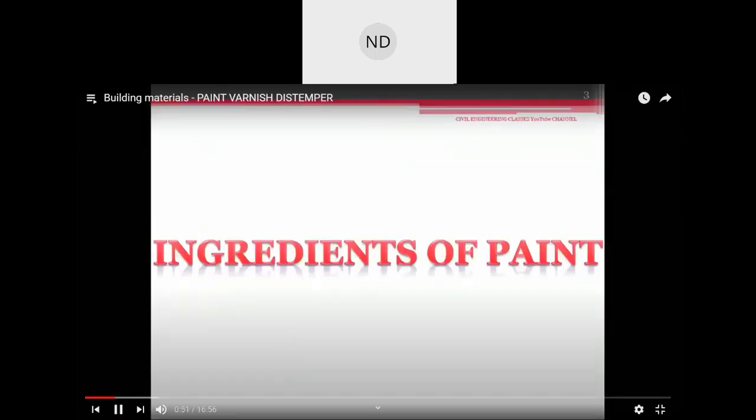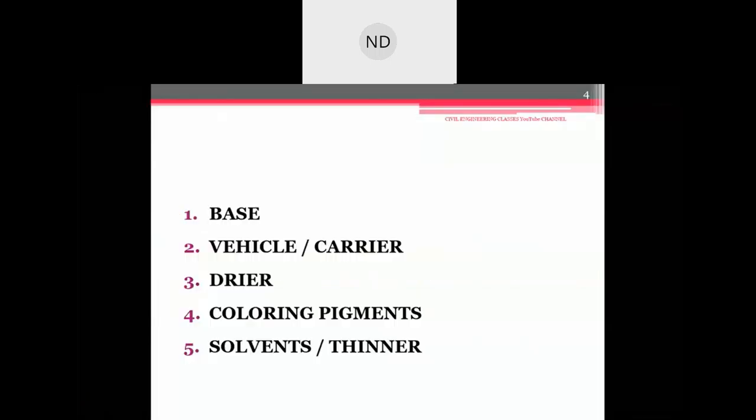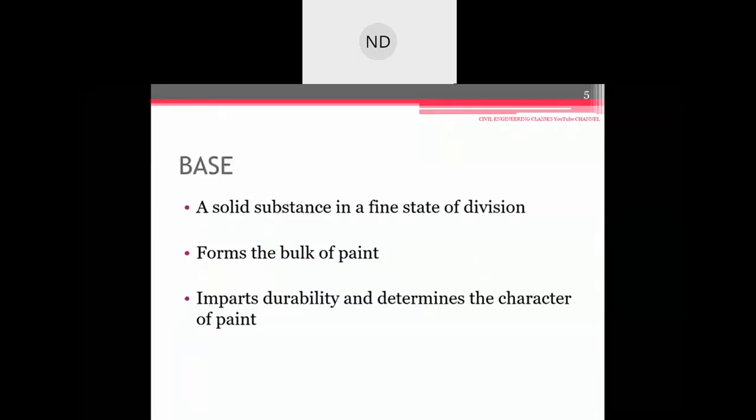We have to see what the major constituents of paint are, what the different types of paints are, and the defects in paint. First one, major ingredients of paint. The major ingredients are base, vehicle or carrier, dryer, coloring pigments, and last one, solvents or tints.